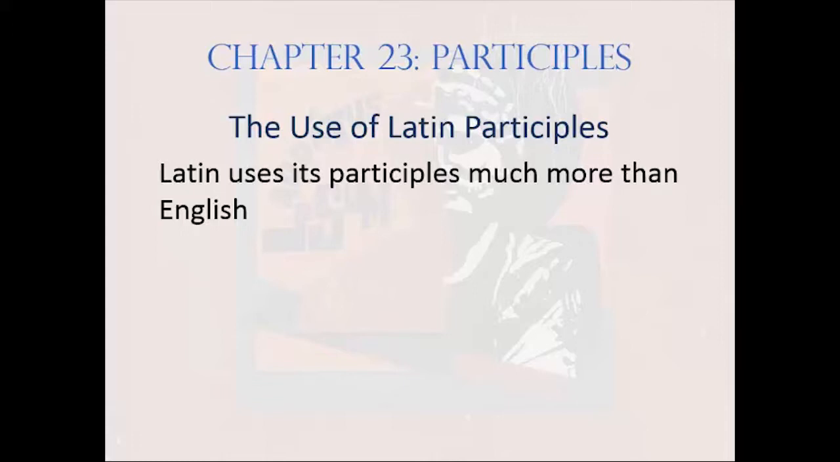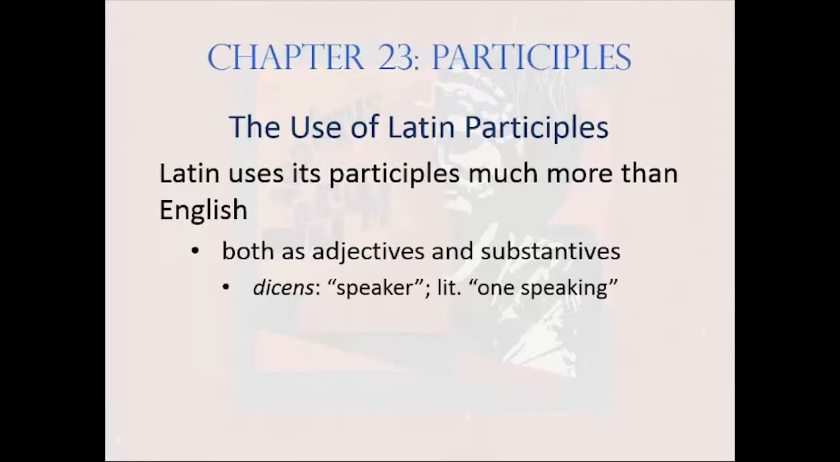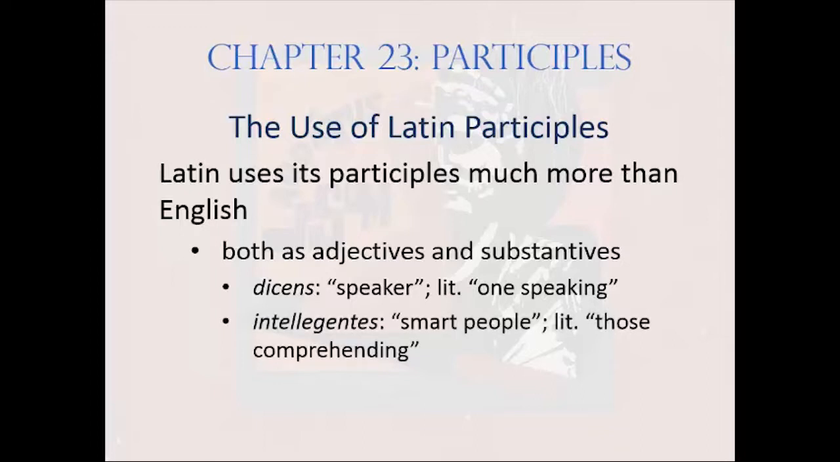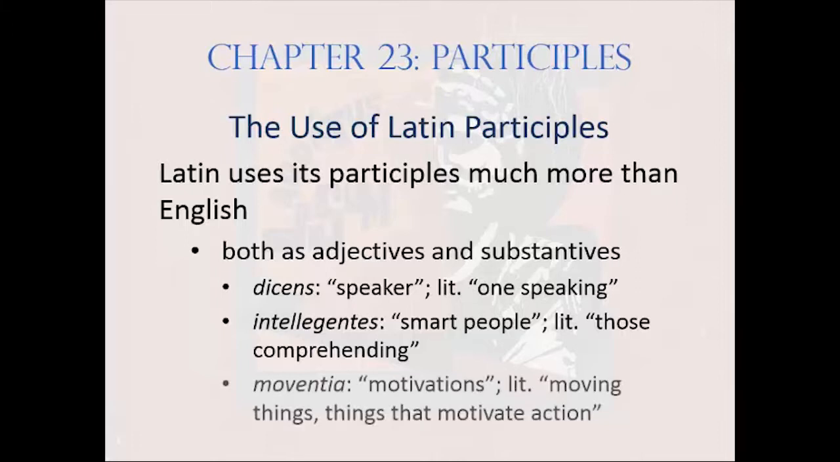Now let's address the use of participles in Latin, which happens considerably more often than in English. Simply put, the Romans used their participles a lot more than we do, both as adjectives and substantives, which is to be expected when an adjective's form naturally indicates number and gender. So, dicens, the present active participle of dico, can mean not only the one speaking, but the speaker.